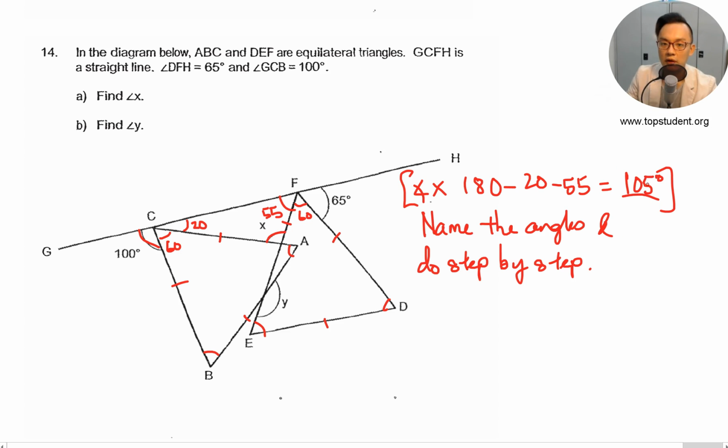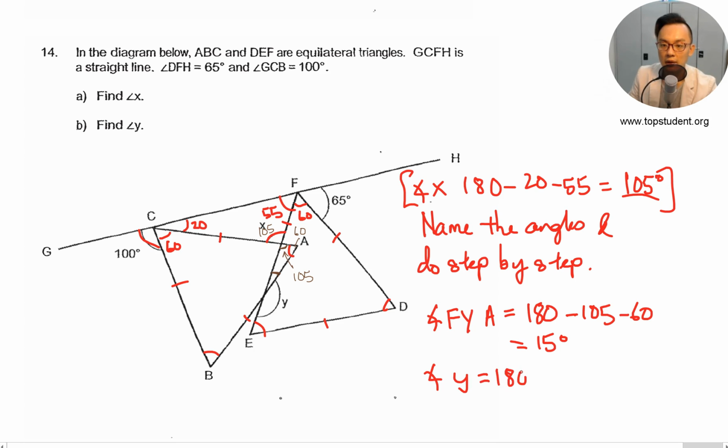So angle X is actually 105 degrees. So this is 105, and therefore this is also 105. And if this is 105, this is 60, I can find this angle. All right. So angle FYA equals 180 minus 105 minus 60, 15 degrees. And if it's 15 degrees, then angle Y equals 180 minus 15 degrees, equals 165 degrees.